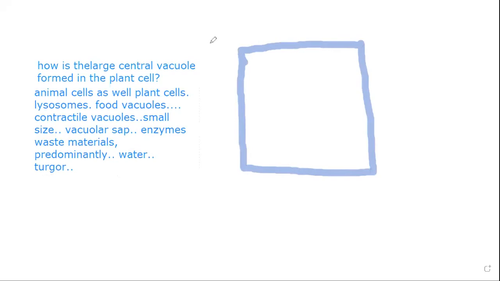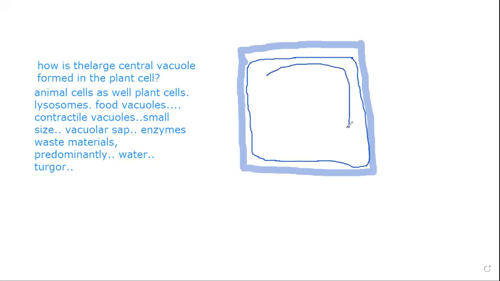We have the cell membrane present inside the plant cell. This is a cell wall and this is the cell membrane that is present inside the plant cell. And inside this cell membrane, we have all the structures that are present. Now, this is the large central vacuole which is present inside the plant cell. Inside this vacuole, we have a lot of water.